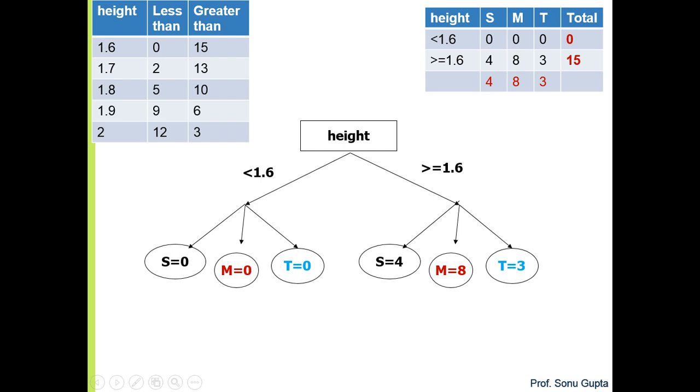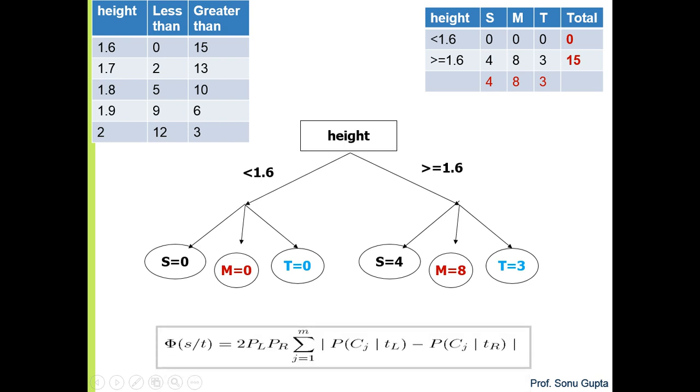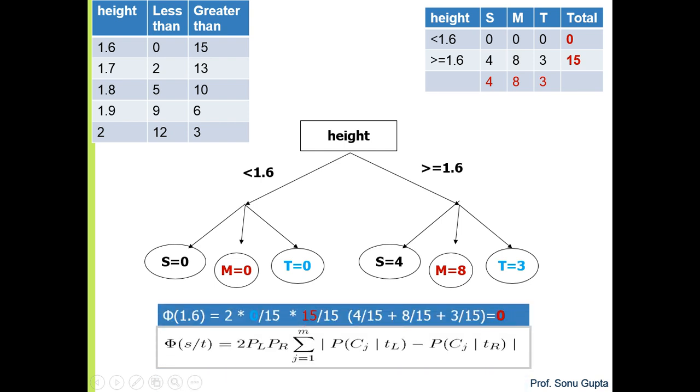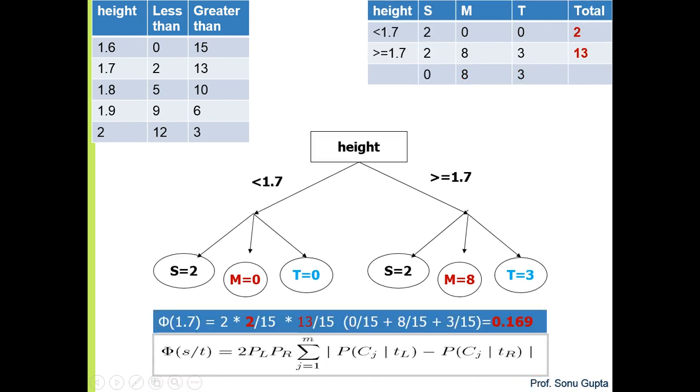So less than 1.6 and greater than 1.6, from the table you find out how many of them are of the category short, medium and tall, and this is the bifurcation over there. So again you apply the formula, in all how many short are there. So less than 1.6 is going in the left hand subtree, the greater than 1.6 is going in the right hand subtree. So 2 into 0 upon 15 into 15 upon 50, all of them are in the right subtree only. Now if you divide 4 minus 0, 4 upon 15, 8 minus 0, 8 upon 15, 3 minus 0, 3 upon 50. Similarly, you calculate it for 1.7 also.